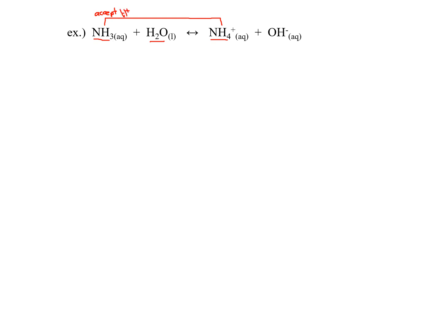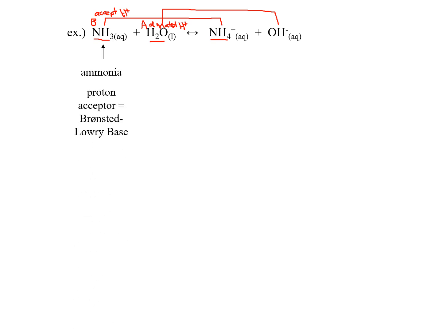To go from H2O to OH negative, it must have donated an H. Once you figure out where the H went, you can figure out who's the acid, who's the base. Anytime something accepts an H positive, it must be a base. Anything that donates an H positive must be an acid. So let me do this in a little bit nicer way.